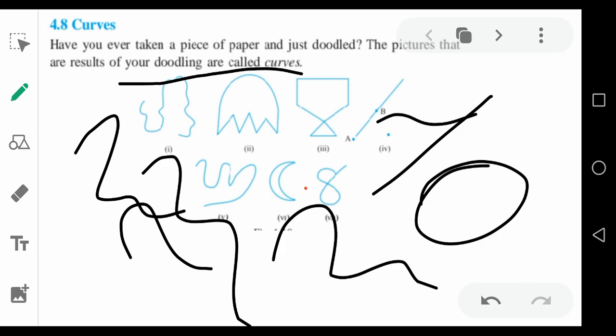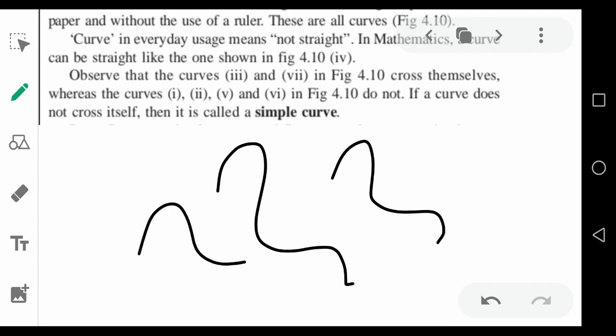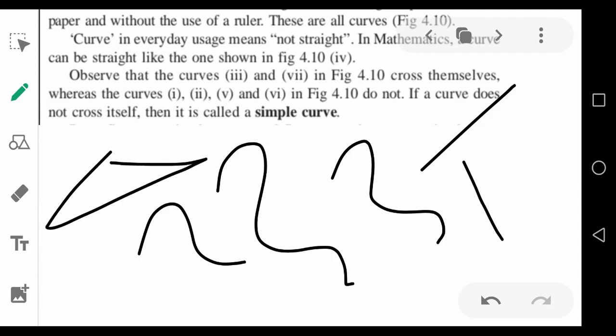Okay. Now, usually if you're drawing a curve, what will be in your mind? It should not be straight. In everyday usage, curve means not straight. But in mathematics, even a straight line is a curve. Okay, any straight line you can consider as a curve. This is a curve. Anything can be considered as a curve.